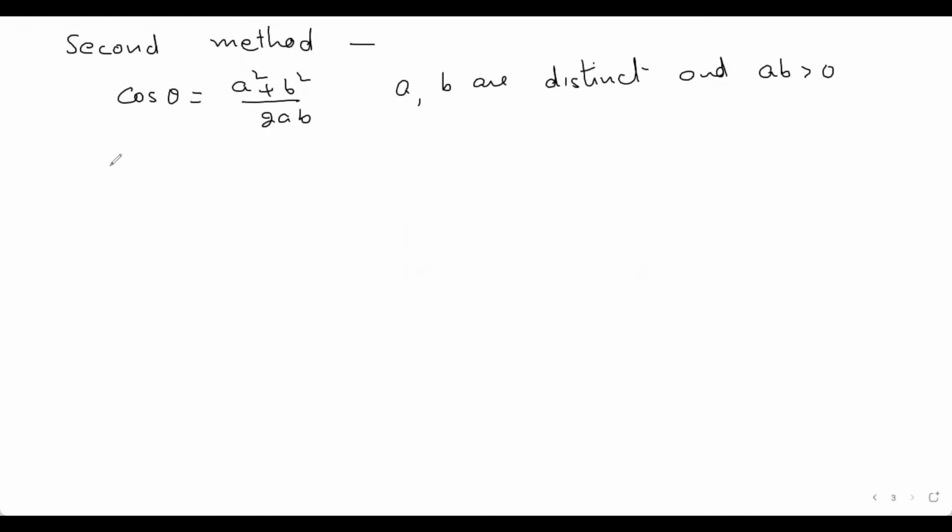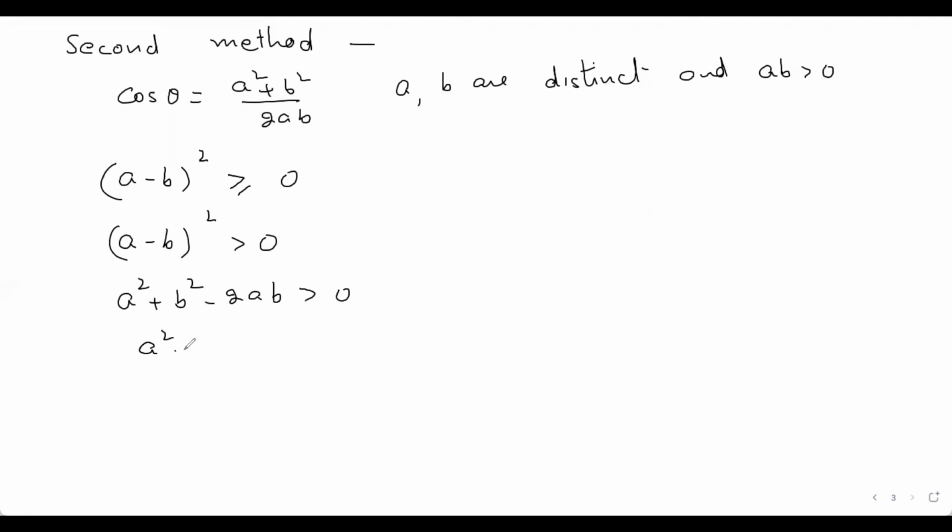Now here I'm going to write one alternate method for this sum. Now we know A minus B whole square is greater than or equal to 0. Since A, B are distinct and product is greater than 0, it means A minus B whole square is greater than 0. There is no equality sign here because A and B are both distinct. So A minus B whole square is greater than 0. It means A square plus B square minus 2AB greater than 0. It means A square plus B square greater than 2AB.